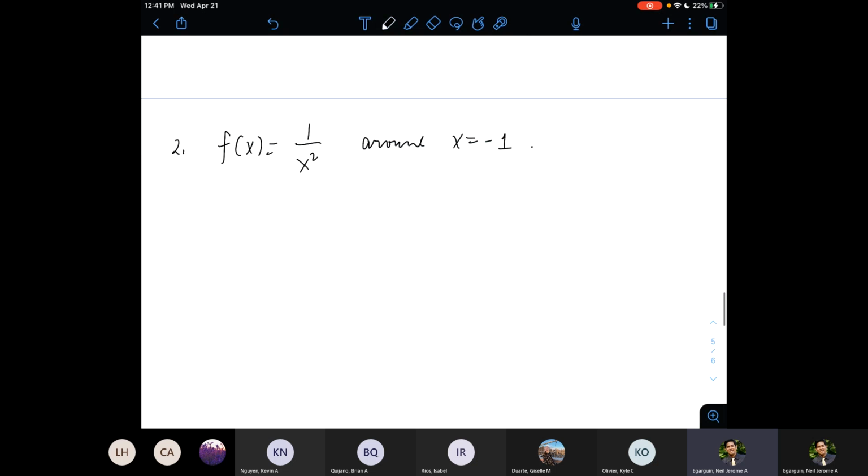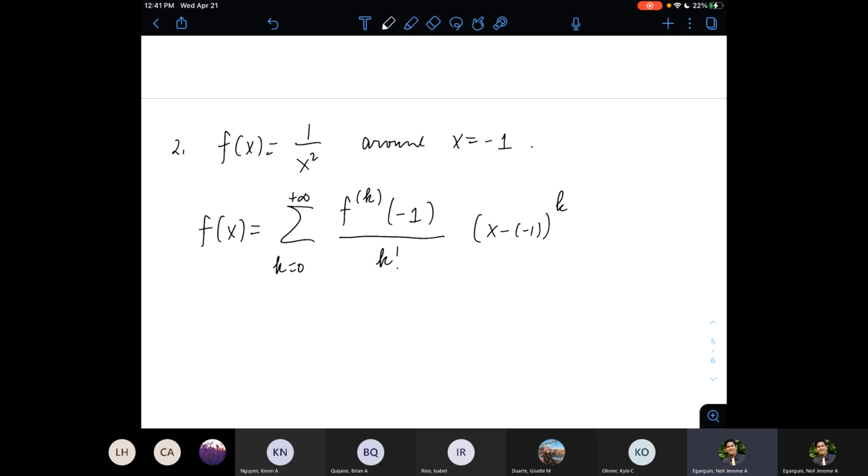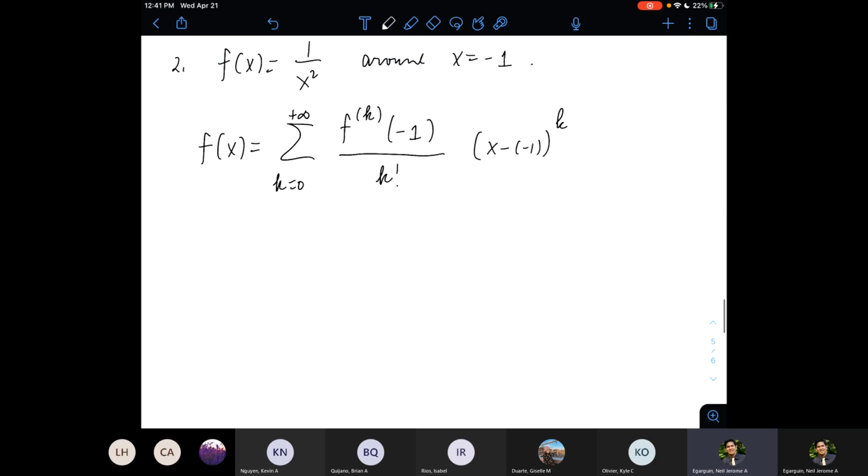Okay, so remember the series expansion will look like this. Sum from 0 to infinity of the kth derivative of f evaluated at -1 all over k factorial times x minus -1 to the power k. That's the general formula for the Taylor series expansion. So this is fine. This will just be x plus 1 raised to the power k. This will just be k factorial. So really, our problem is the kth derivative. So we need to find a pattern or a general formula for the kth derivative evaluated at -1.